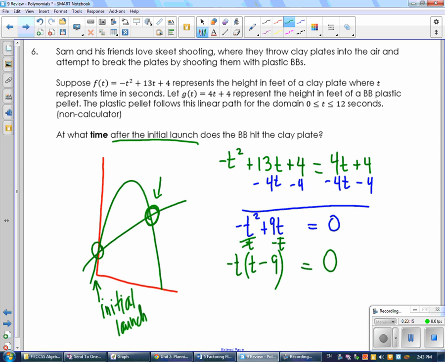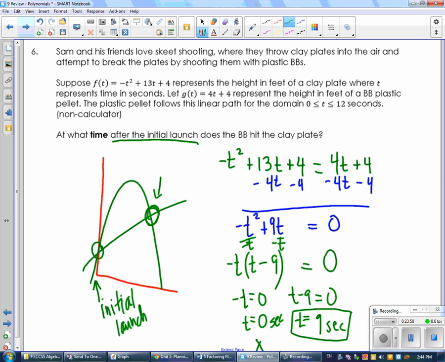And that equals 0. And so to solve, I'm just going to set both parts equal to 0. So negative t equals 0 and t minus 9 equals 0. Well, if negative t equals 0, then positive t is going to equal 0 if I divide by negative 1. And if t minus 9 equals 0, that means t is equal to 9. And t is time, and it's measured in seconds, so you do want to include units. And since we're only interested in the time after the initial launch, I'm not really worried about that solution. There's 2 solutions here. I'm not really worried about the first one because that's the initial launch. What I'm worried about is the 9 seconds, because that's where the BB is going to hit the clay plate.